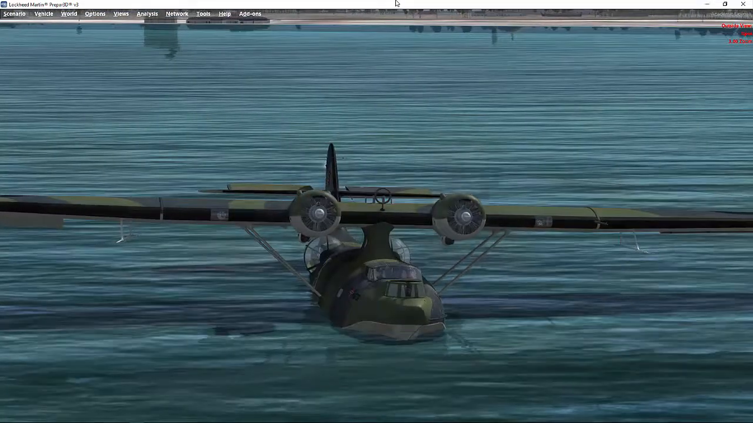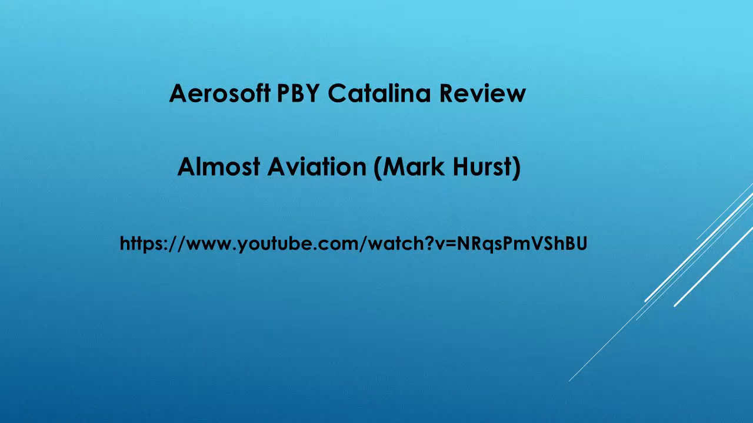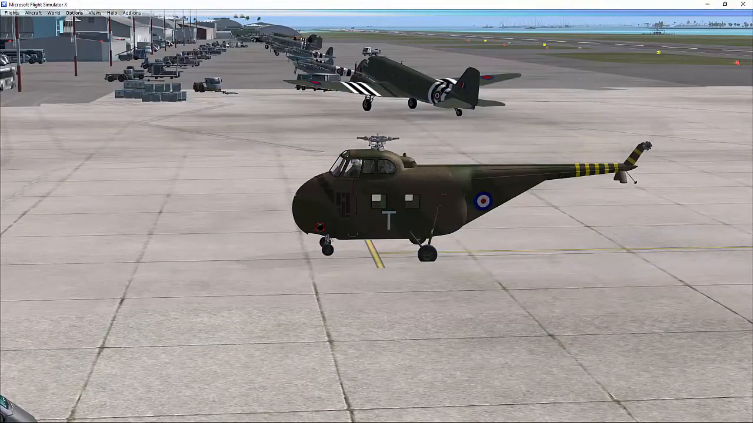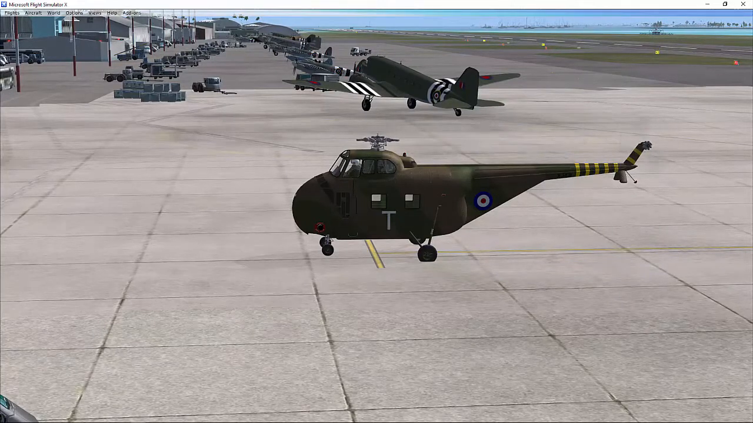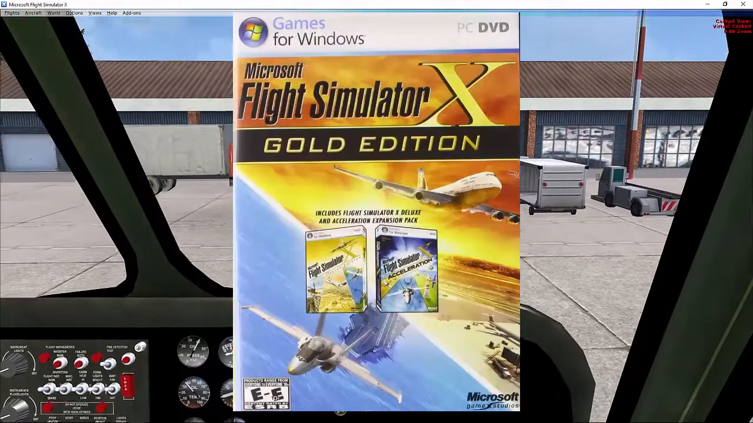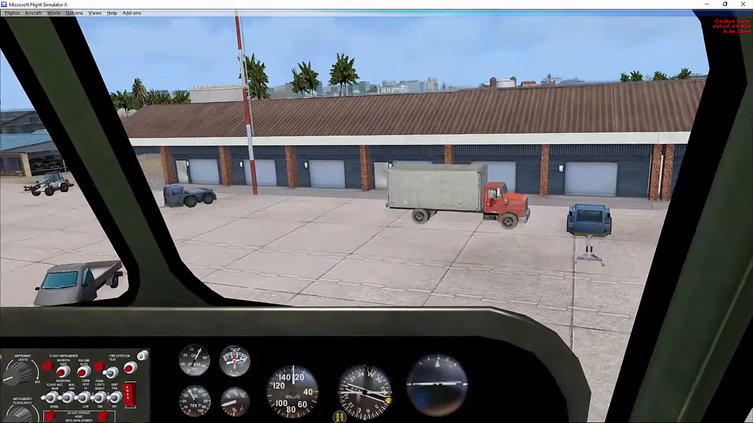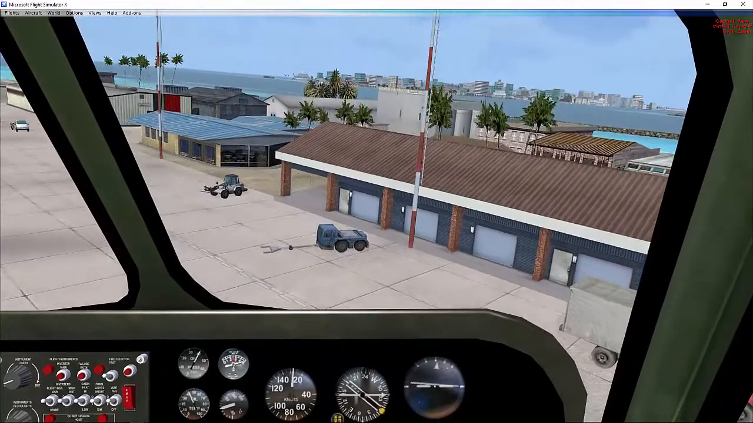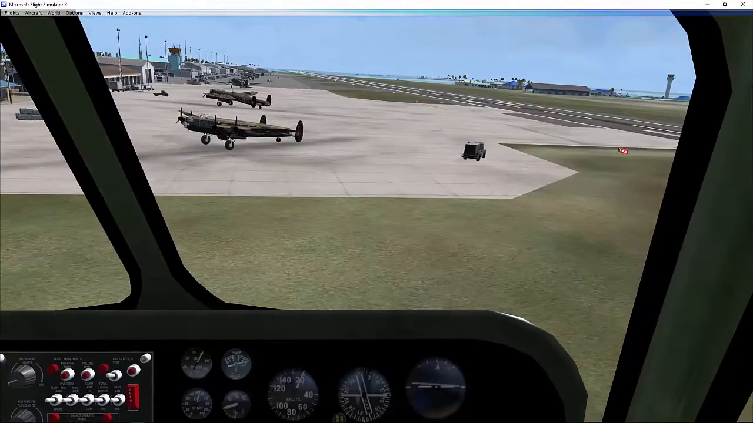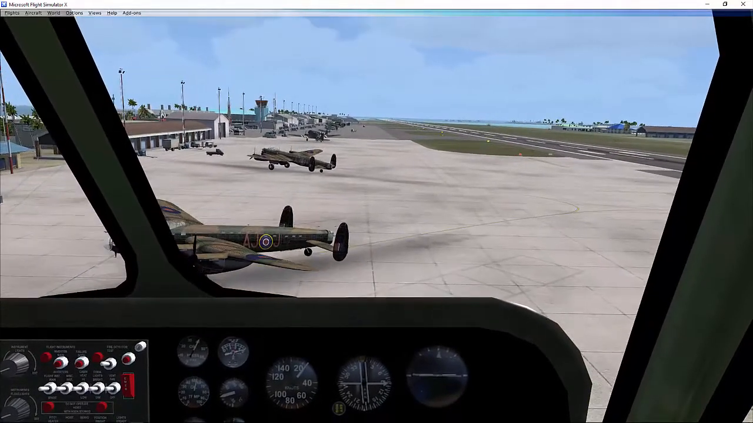If you would like a more in-depth review of the Catalina, I recommend this video by Mark Hurst. We will now have a look at the same scenery but in FSX, using the AlphaSim S55 Whirlwind as our spotter. Notice that the terrain elevations of the grass are now okay.